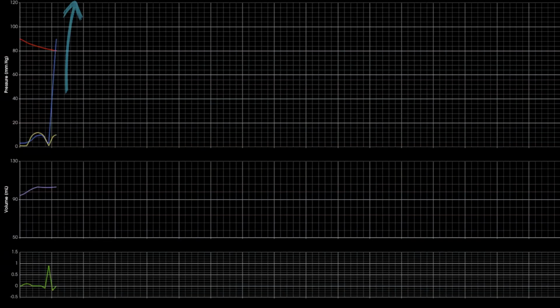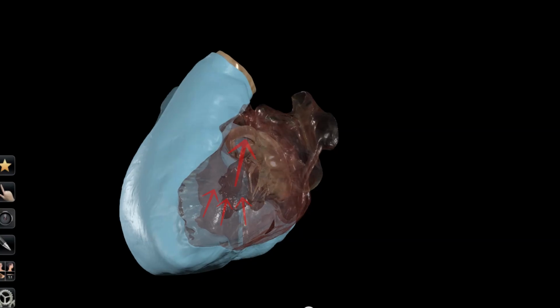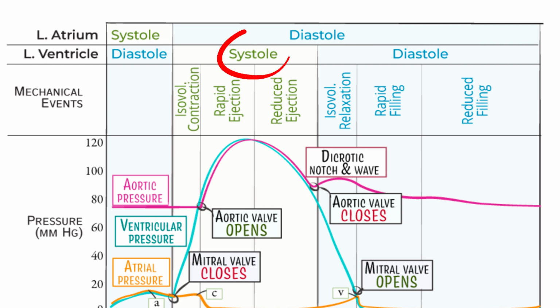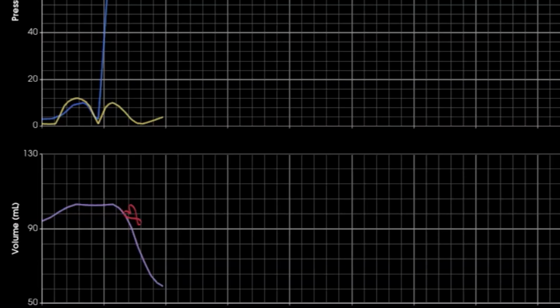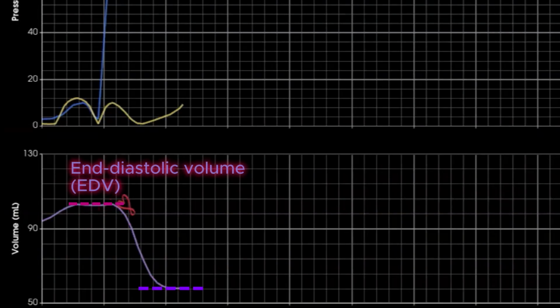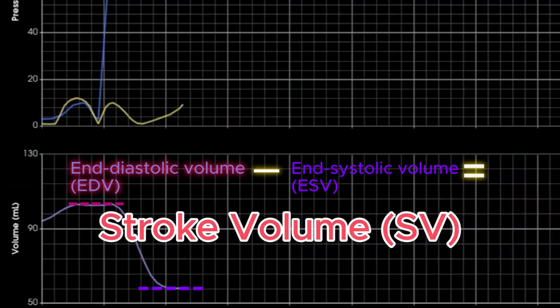Aortic pressure continues to rise and ventricular volume drops as blood from the ventricle rushes through the aorta. It should be noted that ventricular systole includes both isovolumetric contraction and ventricular ejection. It should also be noted that the ventricles are never fully emptied. Only a bit over half of the end diastolic volume is ever expelled, and the remaining blood volume is called the end systolic volume. The difference between the end diastolic volume and end systolic volume is the stroke volume, the amount of blood that the ventricle ejects during contraction.